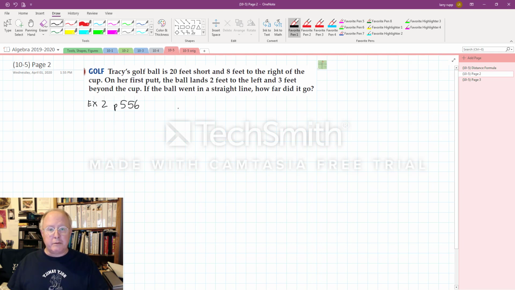So you have the cup, and now the first one says it's 20 feet short and 8 feet to the right. Well, if the cup is the origin, what is off to the right-hand side of the origin? That's the x-axis. That's positive x. So you would go over positive x 8 feet, and now it's 20 feet short. Short usually means negative. So you'd go over 8 in x and down 20 in y. And that would be the initial position of the ball. Then the origin is the cup, and then it says it goes 2 feet to the left and 3 feet beyond it. So, what's 2 feet to the left of the origin? That's negative x. So you go 2 negative x, and it's gone past the cup, so that's 3 up in the y direction, because it's going in a straight line. Alright, that's how you model this.